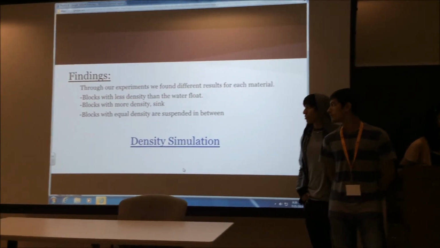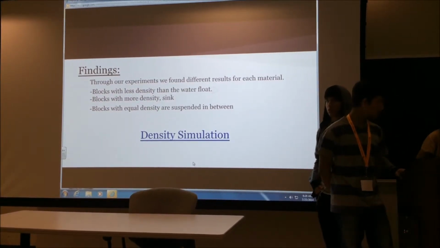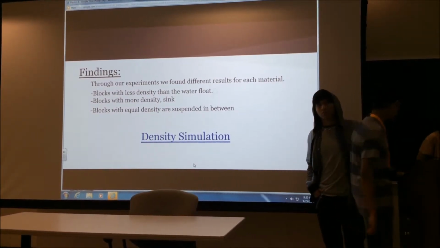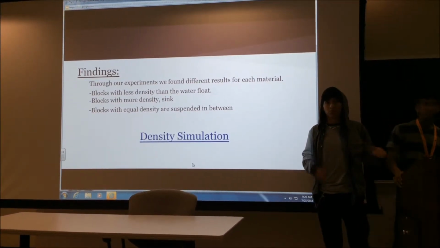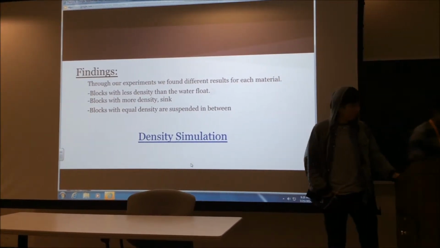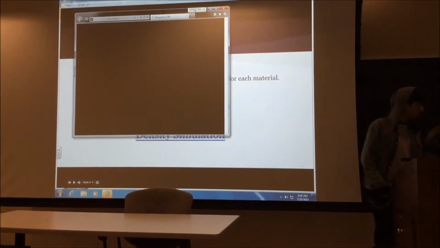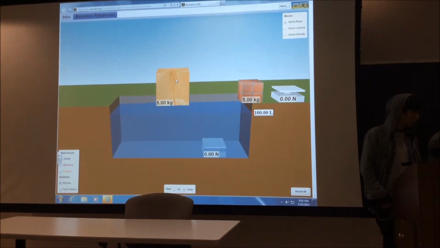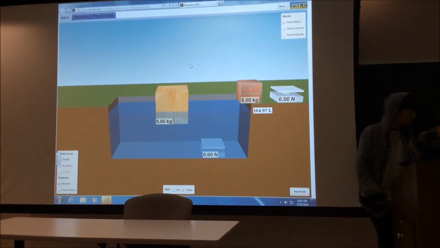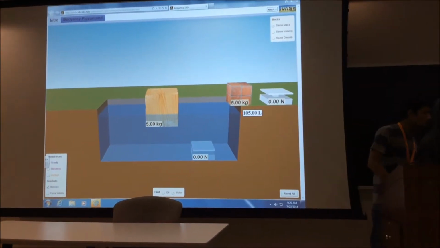We found that blocks with less density would tend to float over the water. Blocks with more density than the water would sink to the bottom, and those with density equal to the water would float in between those 2 points. And this is the simulation. And this allowed us to test different cases.